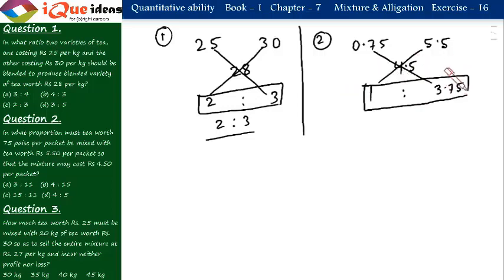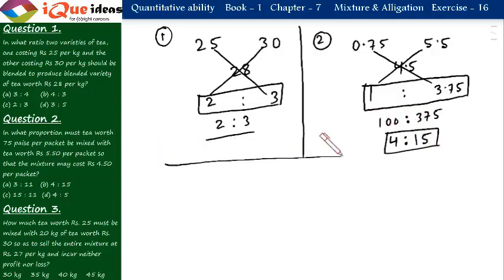So the required ratio is 1:3.75. If you simplify, it will be 100:375, and if you cancel by 25, it will be 4, and 375 divided by 25 would be 15. So 4:15 is the required ratio. Okay.